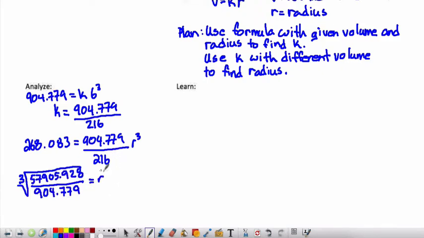Okay, so I multiplied 216 times 268.083. I divided, I got this number, I divided by this, put it right there, and then take the cube root of it. I punch all this into my calculator, and I get r equals 4.000016, so I'm going to go with 4. And actually, let's change this so it says approximately 4.